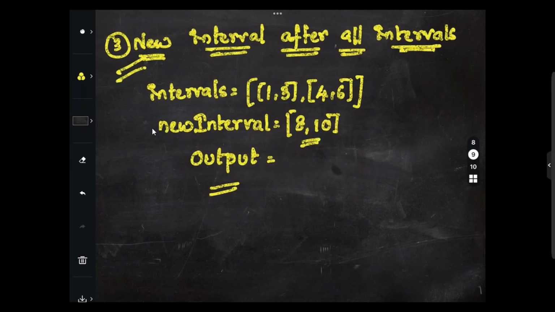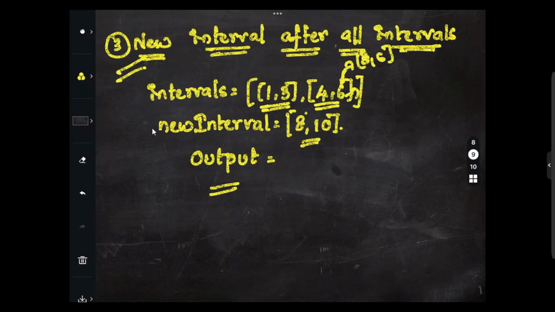So the third edge case would be a new interval after all the intervals. Here the intervals are 1 comma 3 and 4 comma 6, and the new interval is 8 comma 10, right? So 8 comes after 6, you can clearly see here.